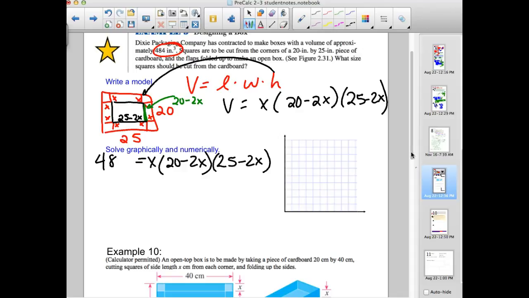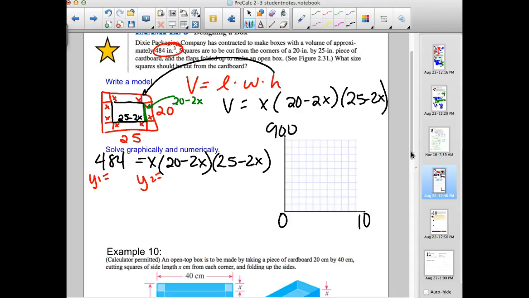So we're really looking for when x times 20 minus 2x times 25 minus 2x gives us 484 cubic inches. On your calculators, I want you to type in y1 is 484 and y2 is this equation, x times 20 minus 2x times 25 minus 2x. Go ahead and type that in. For our window, we are going to go from 0 to 10 for x's and from 0 to 900 for our y values.